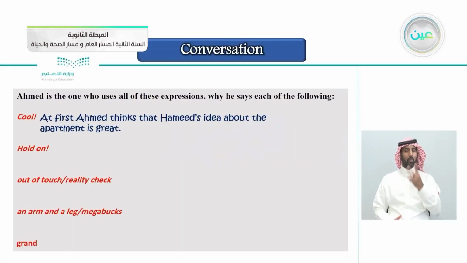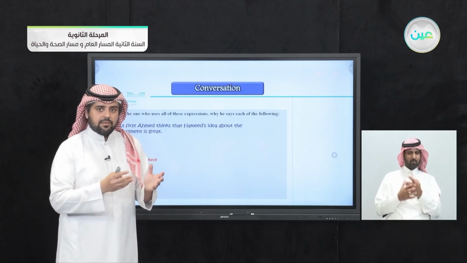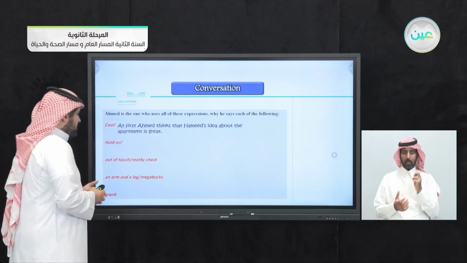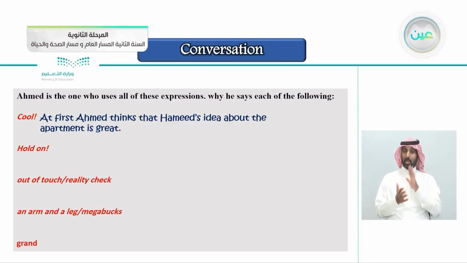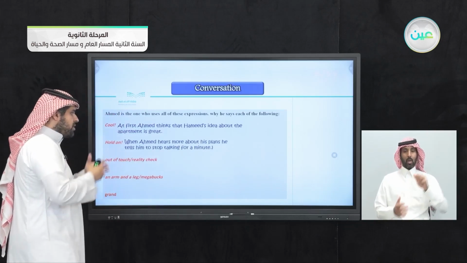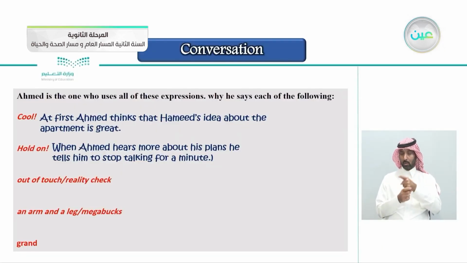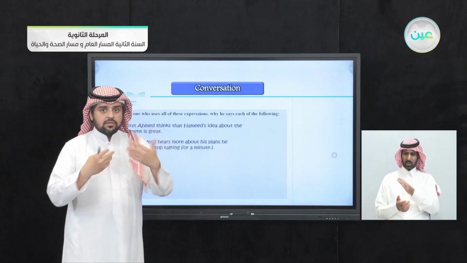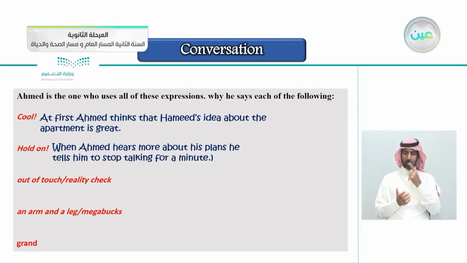Let's check the answer here together. At first, Ahmed thinks that Hamid's idea about the apartment is great. When Hamid says that he wants a large apartment, Ahmed says it's cool. Then he found out that Hamid doesn't know anything about renting apartments. Hold on. Why did he say hold on to Hamid? When Ahmed hears more about his plans, he tells him to stop talking for a minute, because Hamid thought that large apartments with parking and washing machines would be cheap. He said, hold on, you need a reality check.